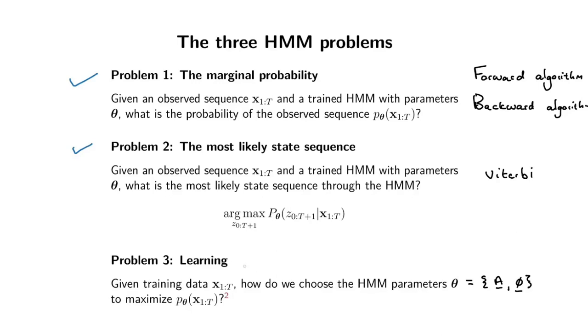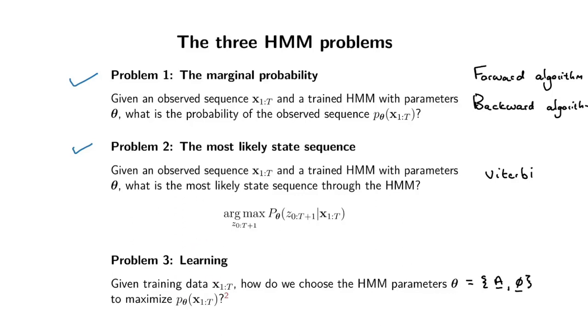Now we're getting to learning. So in both problem 1 and problem 2, I gave you the parameters of the hidden Markov model. I told you the phi's, the transition matrix, and the emission distribution parameters. I gave it to you. Now in this case, we flip it.